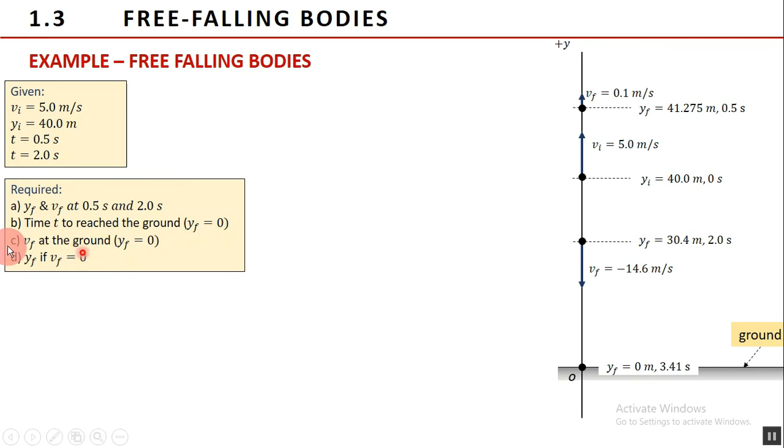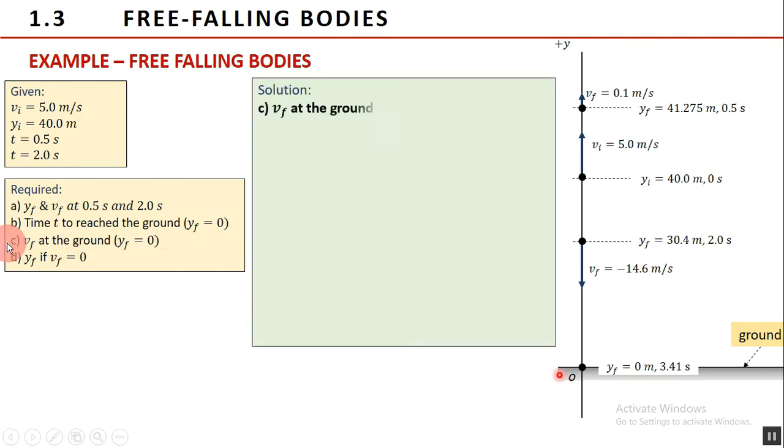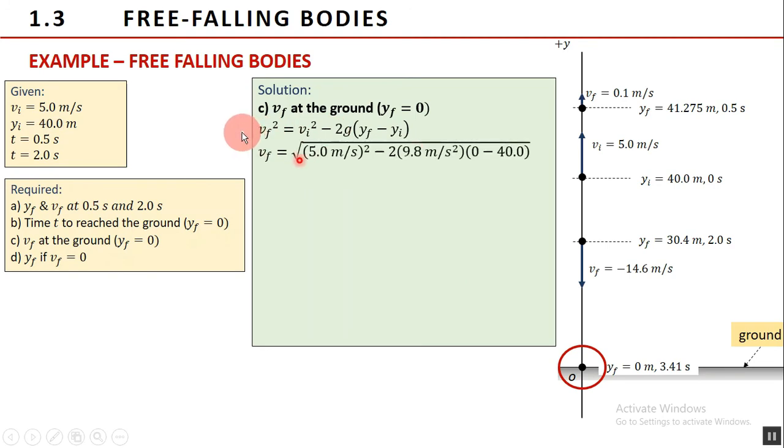For letter C, we're going to determine the final velocity of the sandbag as it hits the ground. We use equation 5, v sub f squared equals v sub i squared minus 2g times y sub f minus y sub i. Substituting the values and getting the square root will give a value of negative 28.4 meters per second. We selected the negative sign since the sandbag is moving downward as it hits the ground.